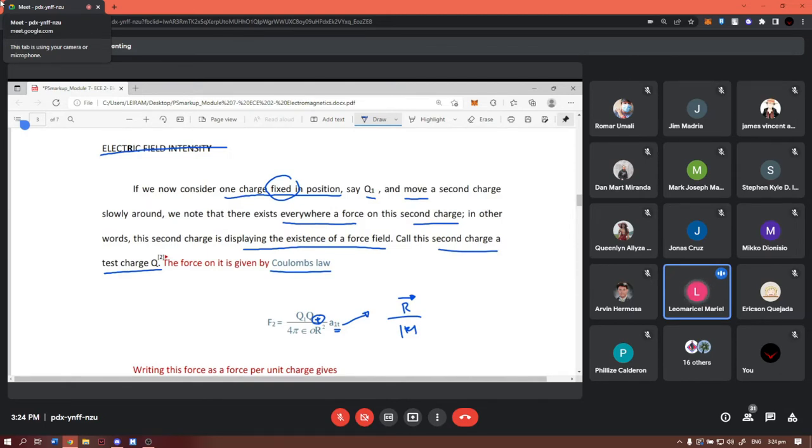By that principle, the same pa rin yung formula na gagamitin natin. So, that will be F2 or F is equal to Q1 QT over 4 pi absolute permittivity R squared multiplied by the unit vector. Okay.